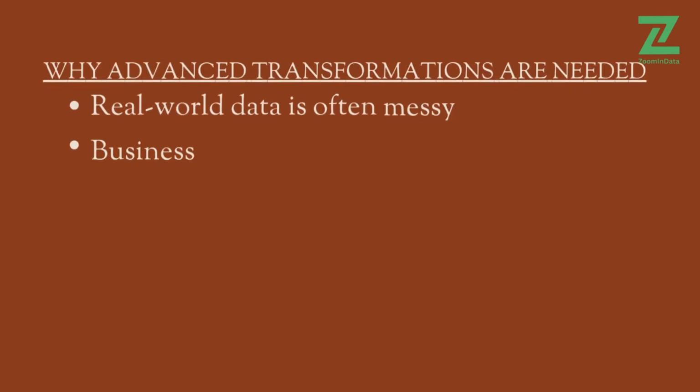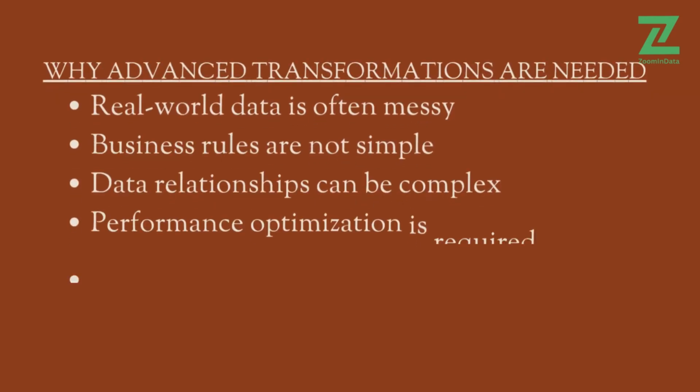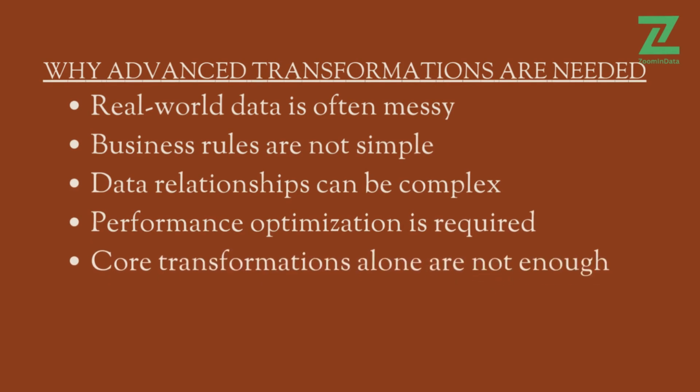In real-world projects, data is rarely clean or simple. Business rules are usually complex and keep changing. Data relationships can be one-to-many or many-to-many. At the same time, performance optimization is very important. Because of this, core transformations alone are often not enough.